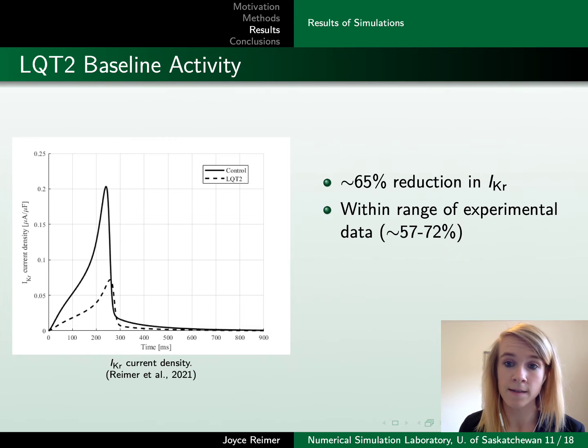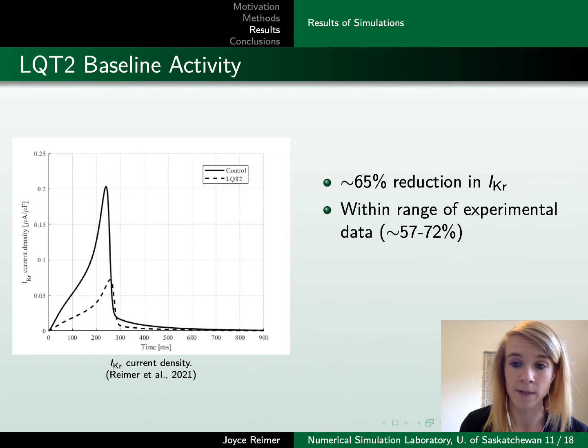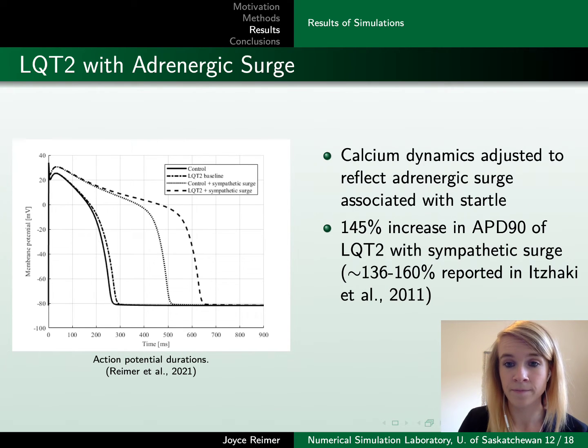First, this is a current density plot of the IKR in a healthy control cell compared with that of a cell with the LQT2-induced IKR block. As you can see, there is a reduction in the total current. This was carried out by changing the IKR conductance parameter in the model until a current density within the range of Itzhaki et al.'s measurements was obtained. This ended up being about a 65% reduction.